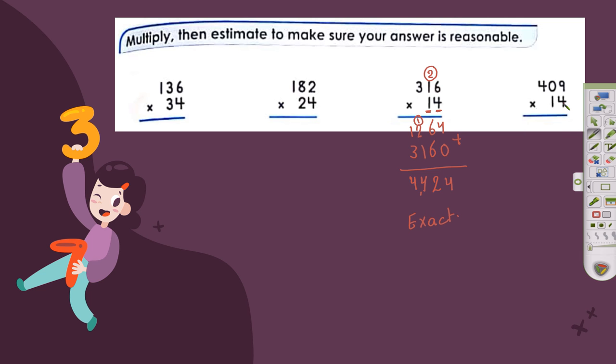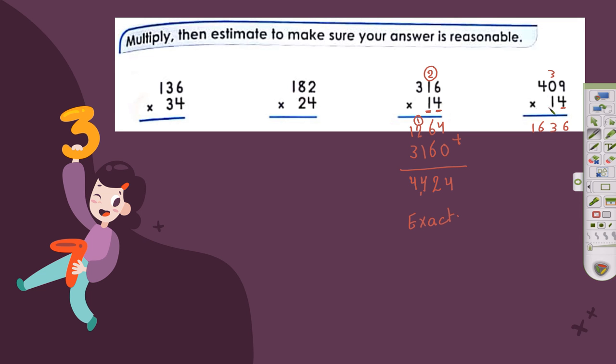409 multiplied by 14. Again, we see the ones, which is 4. I start to multiply this 4 by 9. 4 times 9 equals 36. We put 6 here and 3 in the top. Now, 4 times 0. I know that any number multiplied by 0, the answer will be 0. So 4 times 0 equals 0. 0 plus 3 equals 3. Now, 4 times 4 equals 16.